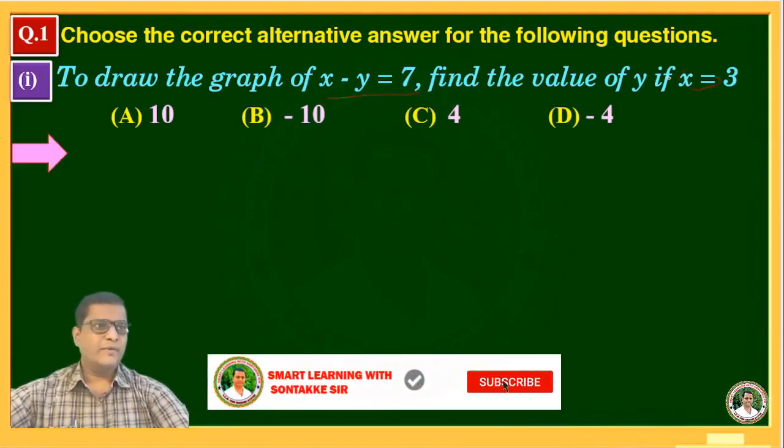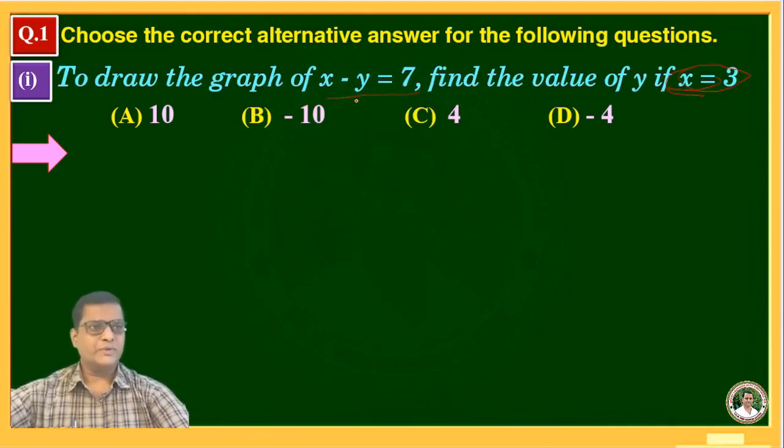Here the value of x is given, 3. Substitute this value in this, that means minus y is equal to 7 minus 3. 7 minus 3 is 4 and minus y is equal to 4, that is y is equal to minus 4. How to find the answer?